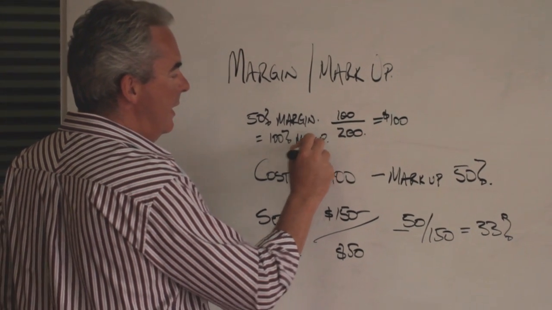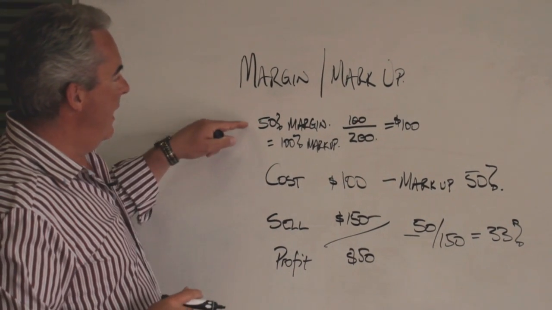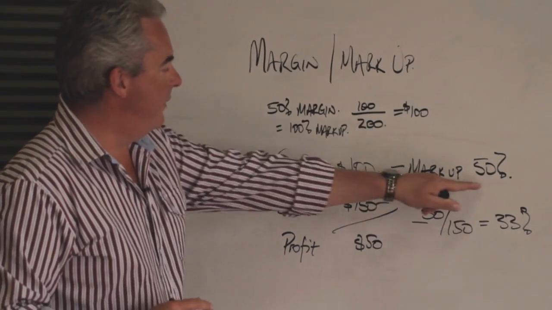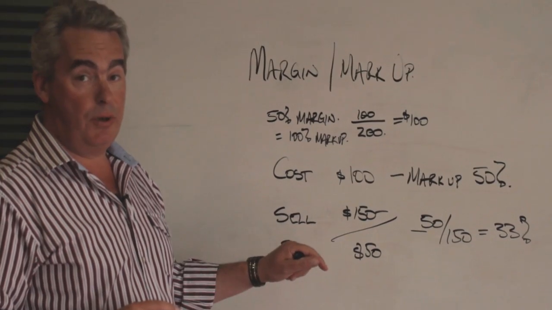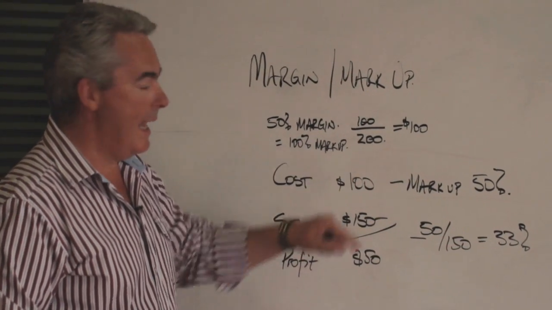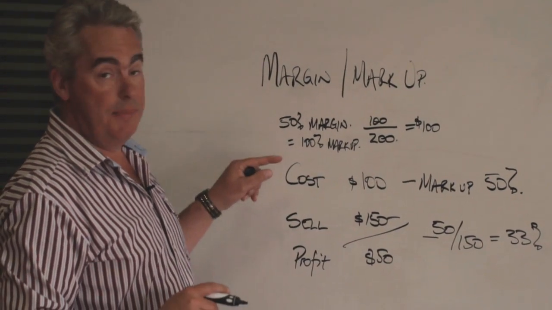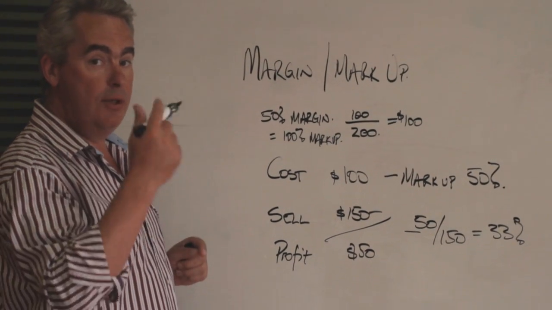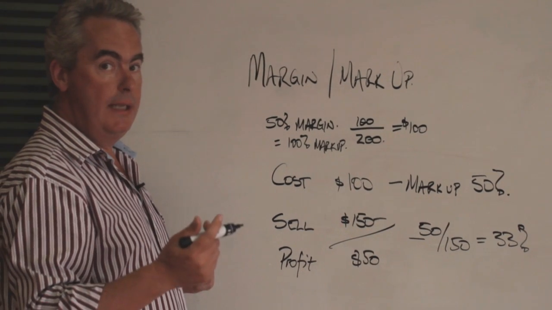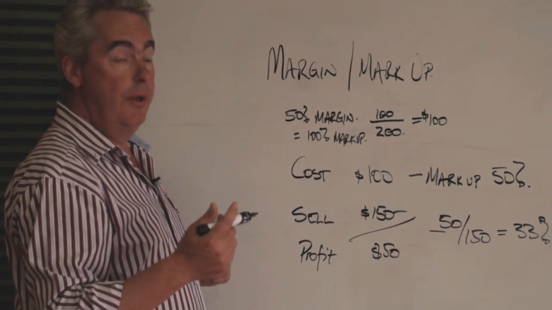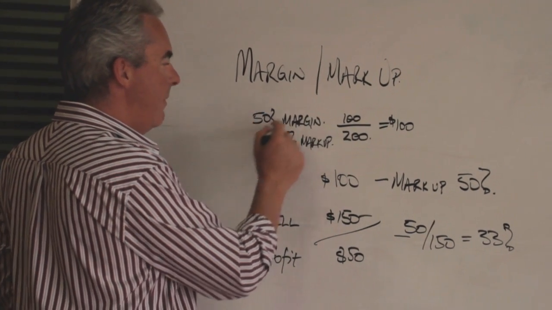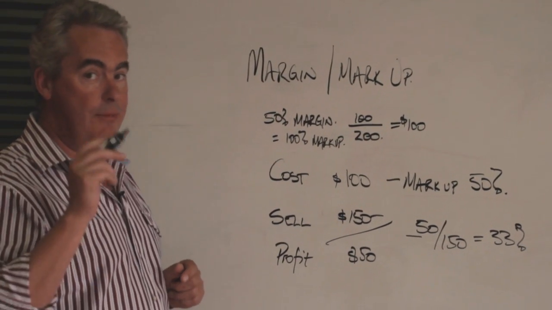Okay, so you need to understand that that's a 50% margin, giving $100 profit. That's a 50% markup, giving $50 profit. And the margins are completely different and the markups are completely different. So when you talk about margin and markup, you need to understand what you're actually basing your calculations on. And it needs to be to get the highest margin you can, not the highest markup.